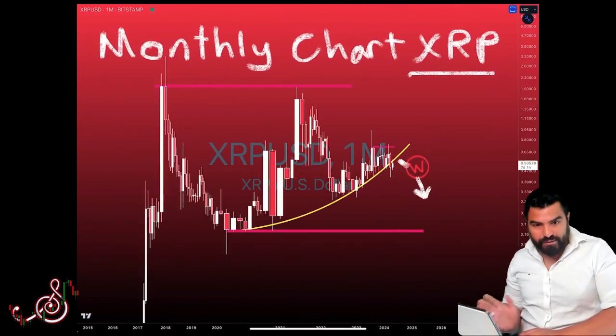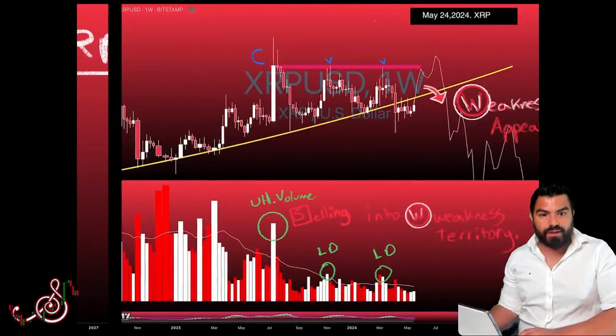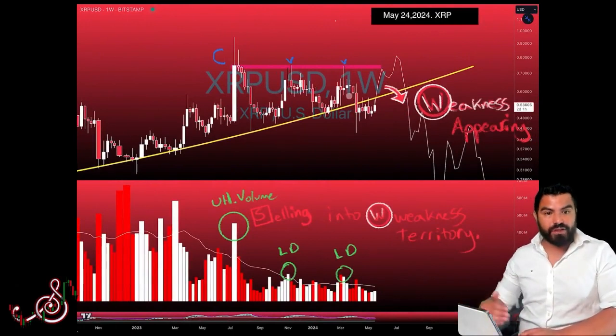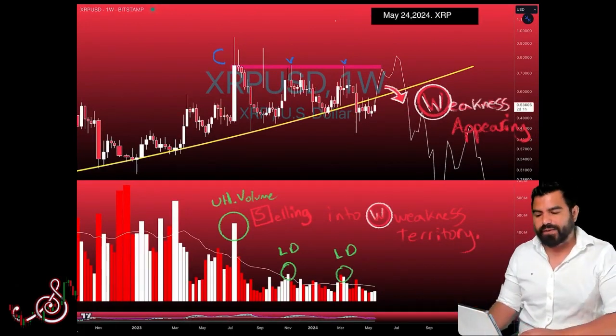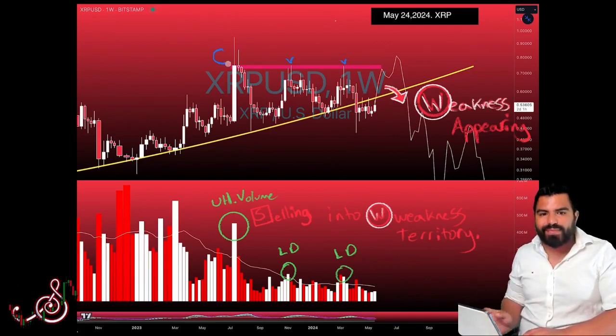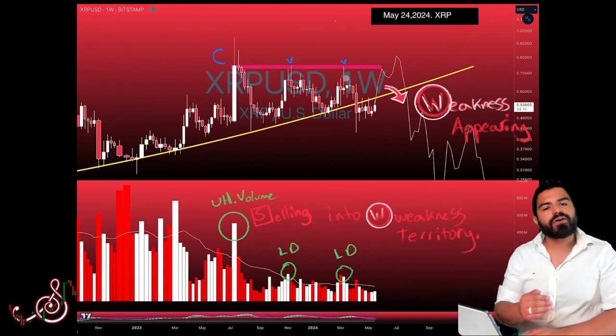So that was number one. Weakness, monthly chart. Weakness, weekly chart. Weakness in the background here. You could say that's probably 4 now. The next one is into this area. In the background, there's weakness.